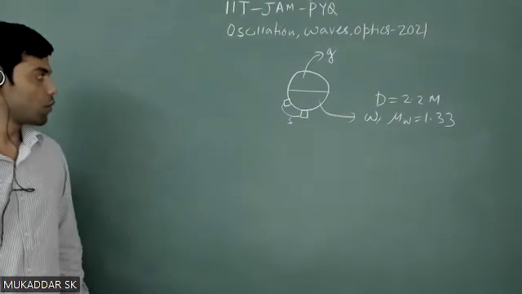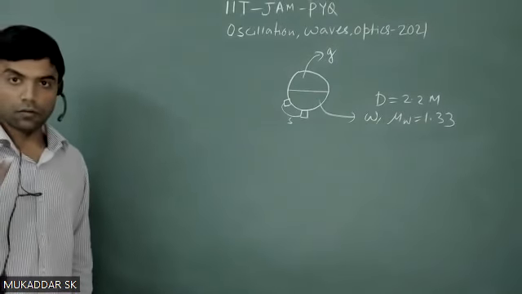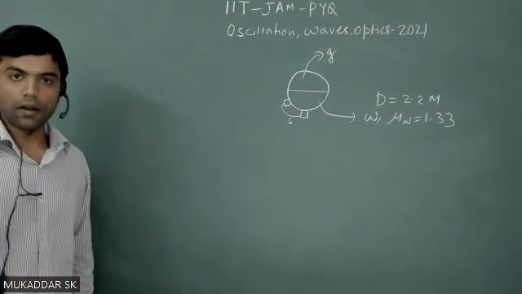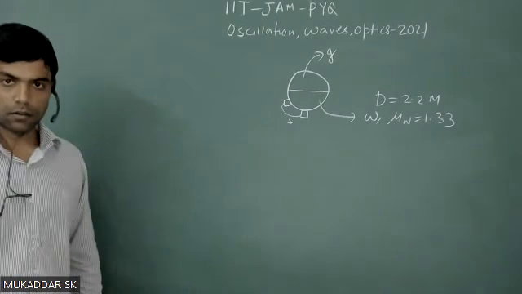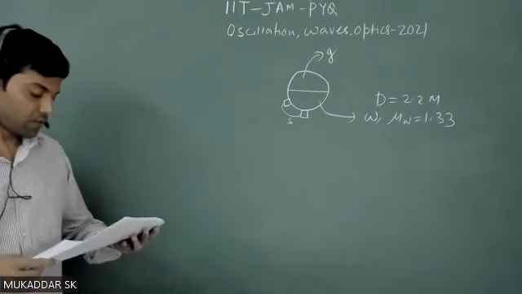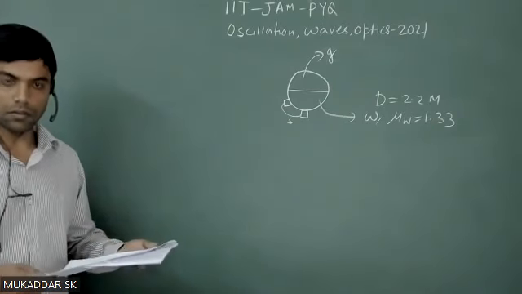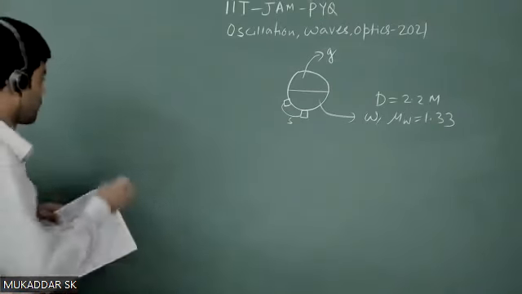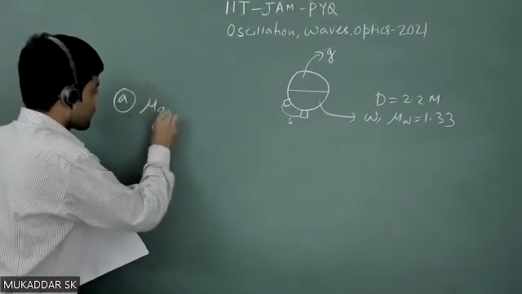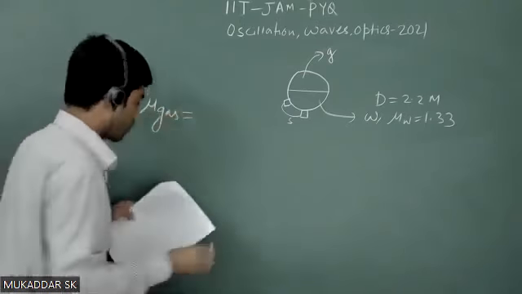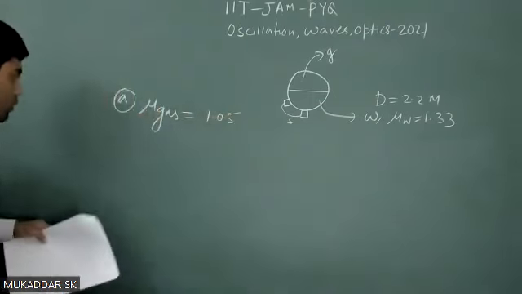So what does it mean? It means the angle corresponding to s equals 1.09 meter will be the critical angle of incidence. Then, what they have asked, this is an MSQ type question, so you have to choose more than one option. The first option says the refractive index of the gas is 1.05. We'll check whether it is correct or not.